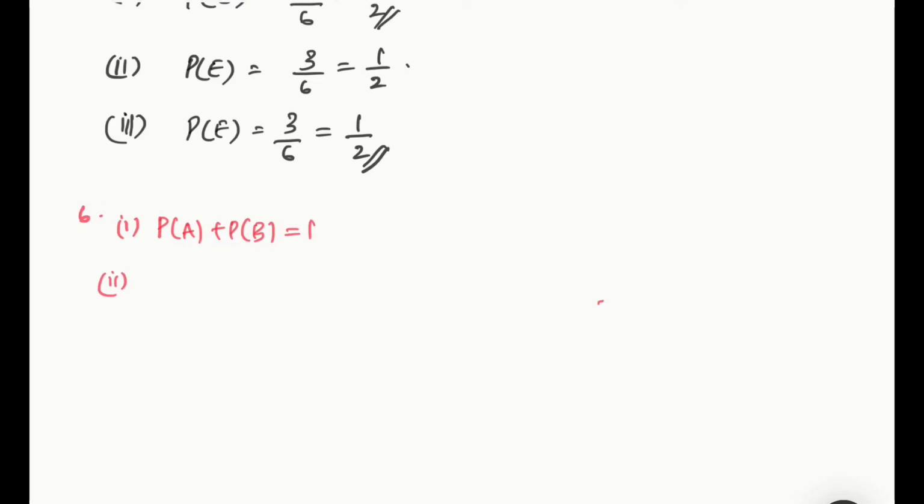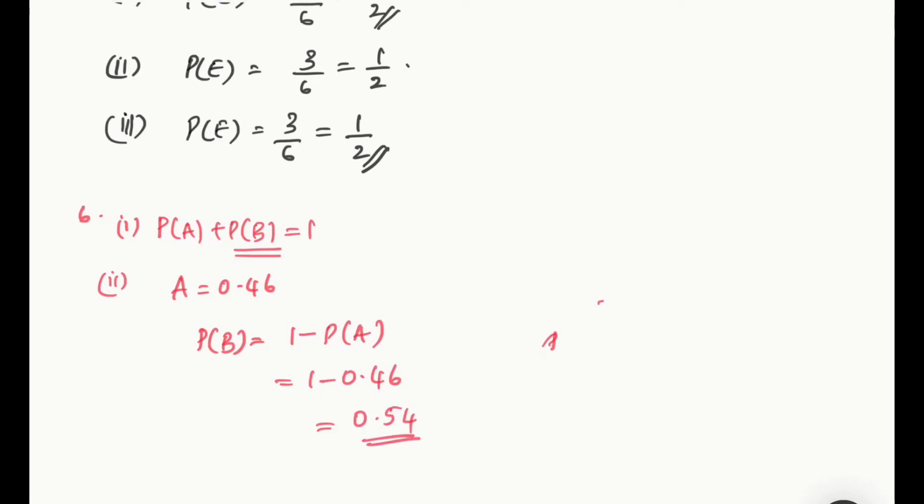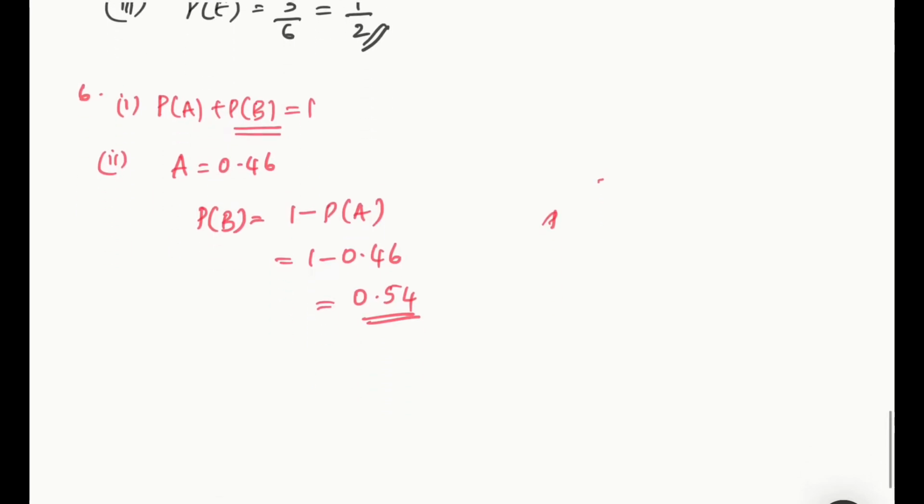If the probability of happening of an event A is equal to 0.46, what will be the probability of not happening of event A? Not happening of event A will be the complementary of it. That will be P of B. From this you will get P of B is equal to 1 minus P of A. That is equal to 1 minus 0.46. What is 1 minus 0.46? That is equal to 0.54. So you will get the probability of not happening of event A, that is event B, that is equal to 0.54.